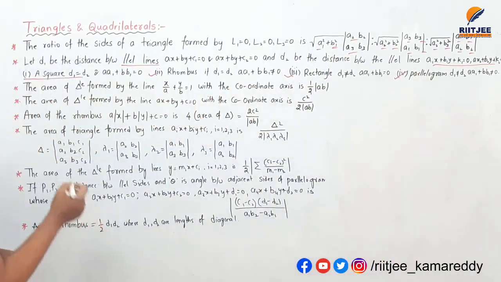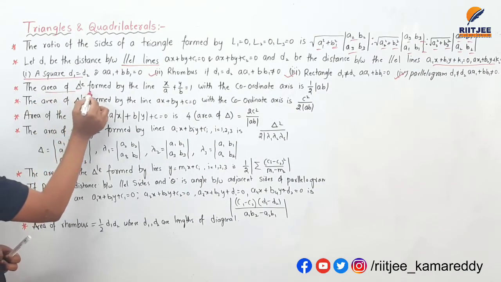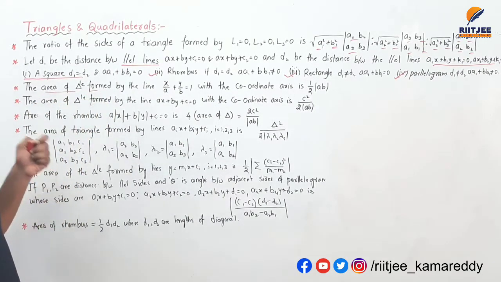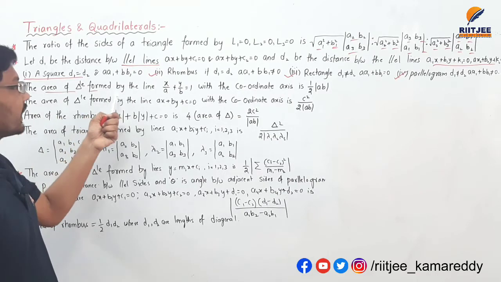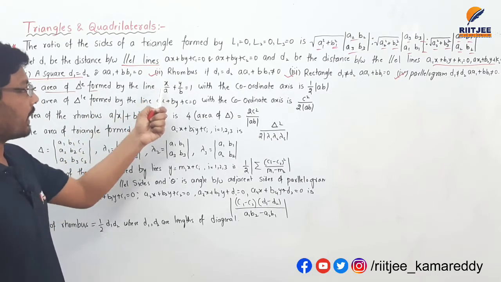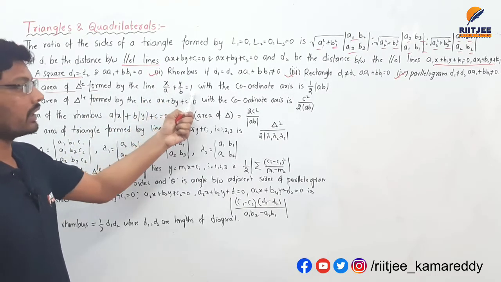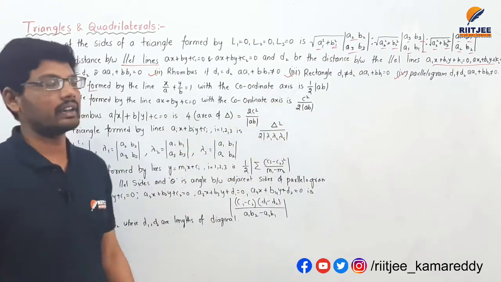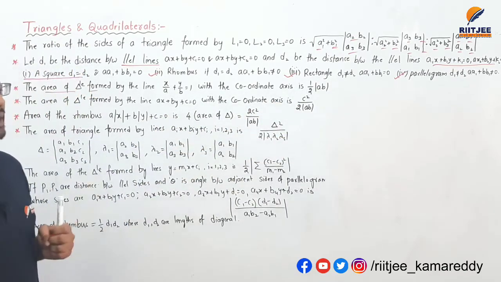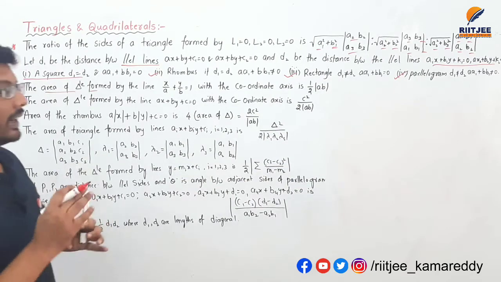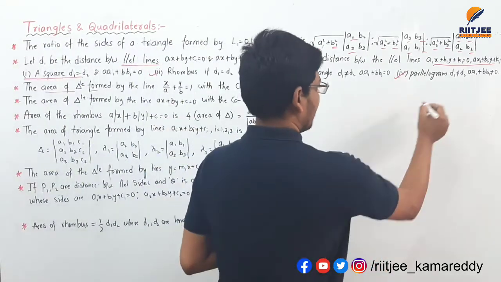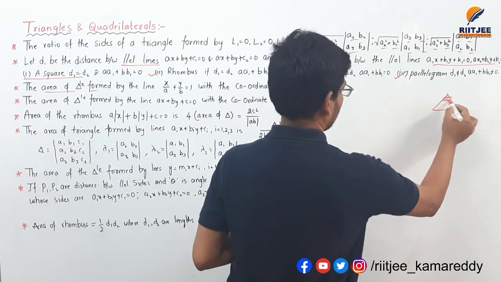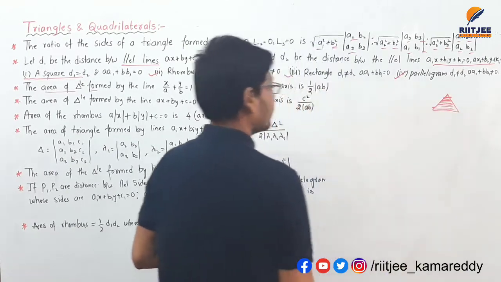And next one, the area of the triangle. First understand clearly, read properly. The area of the triangle formed by the line x by a plus y by b is equal to 1 with the coordinate axis is 1 by 2 of modulus of AB. Here the area of the triangle we want. This is nothing but the area of the triangle.